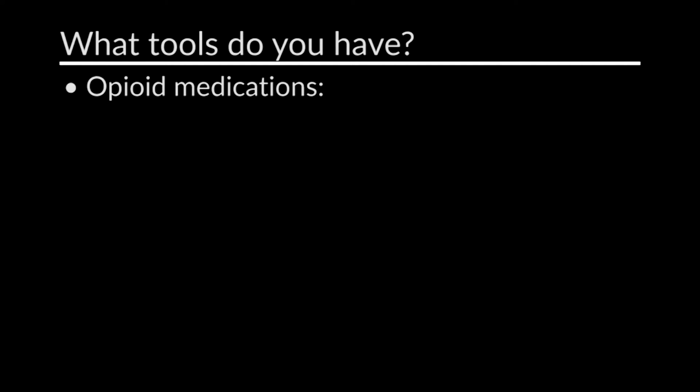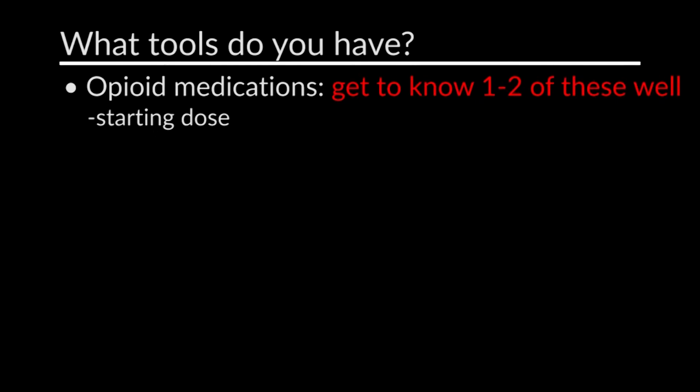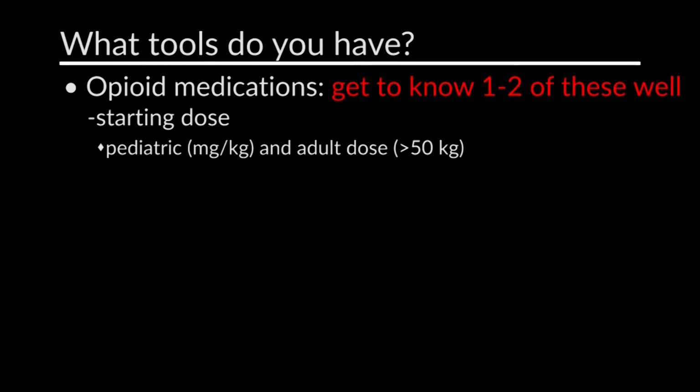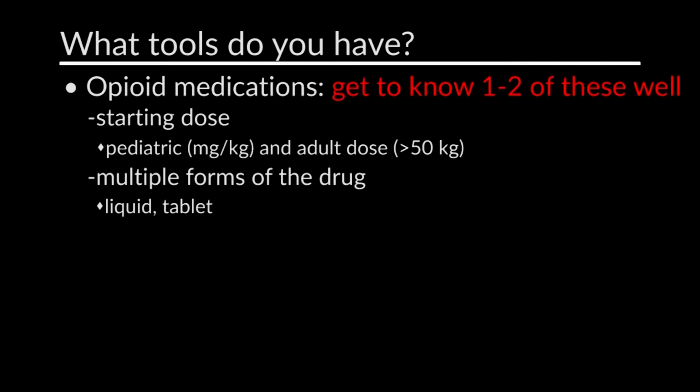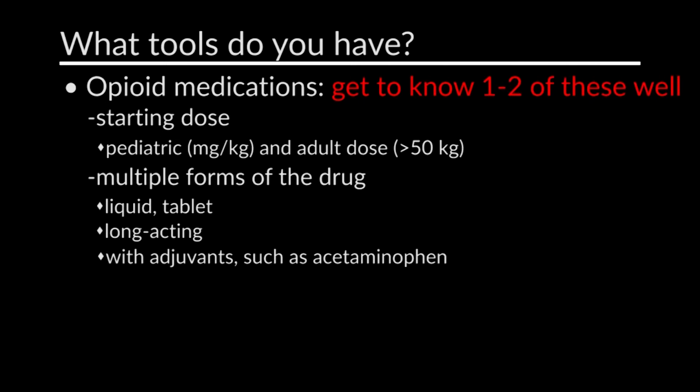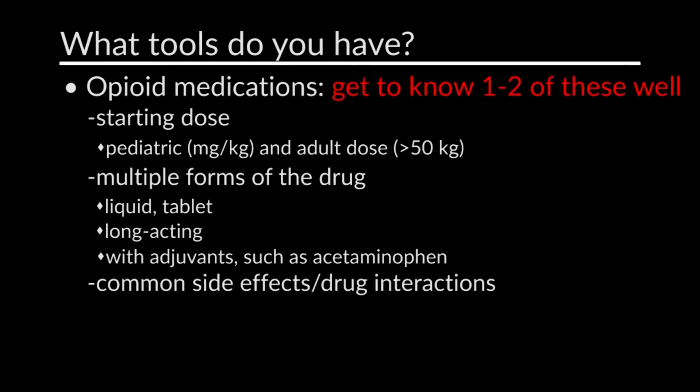The opioid medications. We recommend that you get to know 1 or 2 of these medications well, including the starting dose, both in milligrams per kilo, and the adult starting dose for patients greater than 50 kilos. Also, know the multiple forms of the drug. Is it available in liquid or tablet, and is there a sustained release form? If it's available with adjuvants, such as acetaminophen, know the common side effects and drug interactions. Also know if it is widely available.